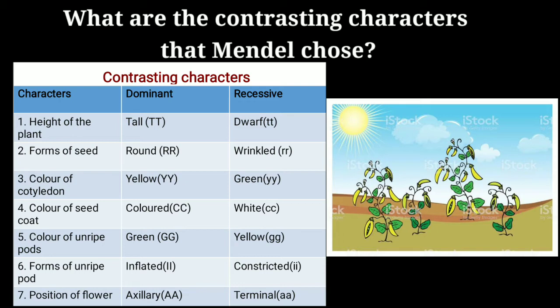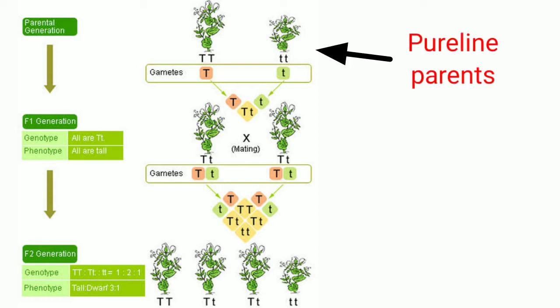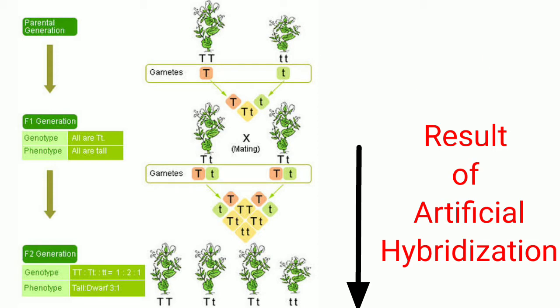In the case of the pure line parents, Mendel allowed self-pollination among the bisexual flowers of the pea plant, which he selected as his experimental plant, and in that way he made all the characters homozygous. This is pure line breeding, which is the first step. Now in the second step, Mendel did artificial hybridization. He made one plant male and another plant female out of 2 contrasting characters, say for example, tallness and dwarfness.